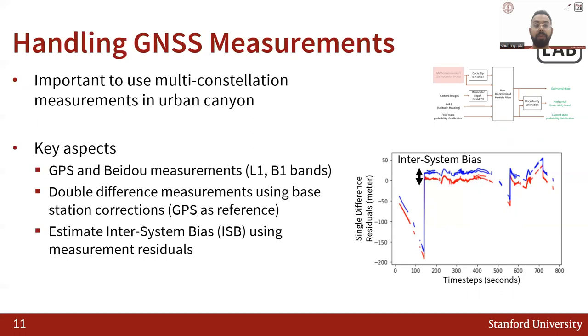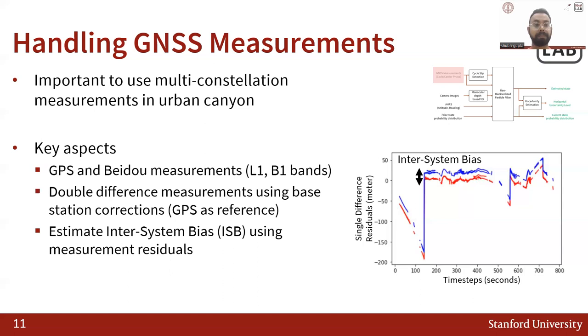Then to account for the multi-constellation setup, we pre-estimate the inter-system bias using measurement residuals, as can be seen from the figure on right, and correct the measurements based on that before inputting them to the filter.